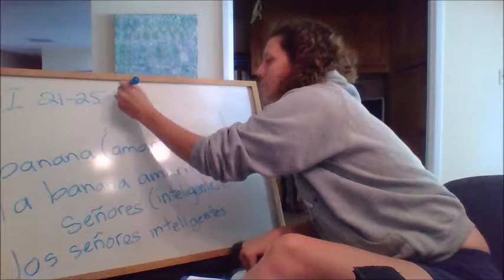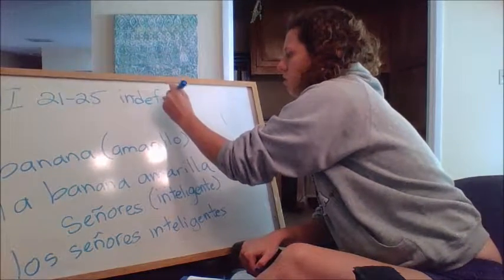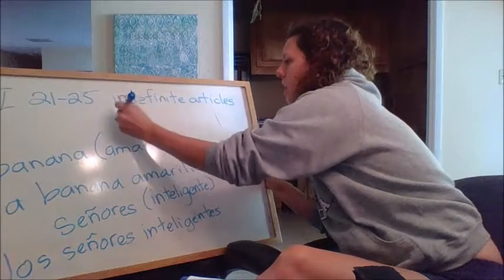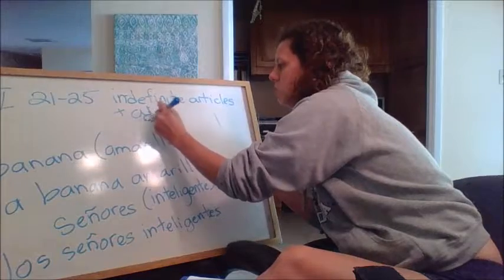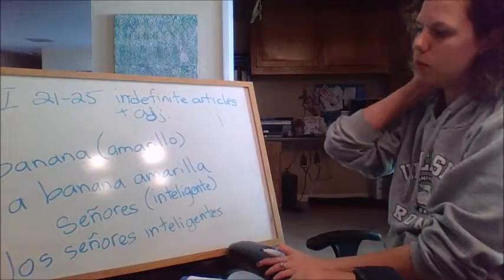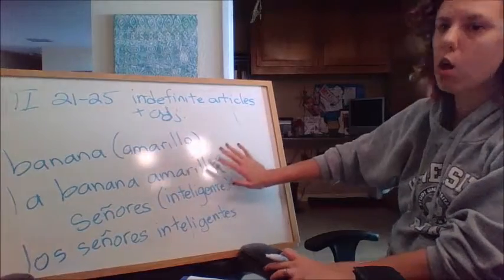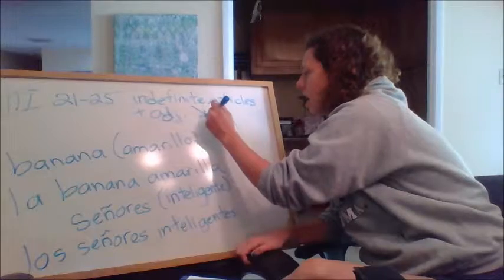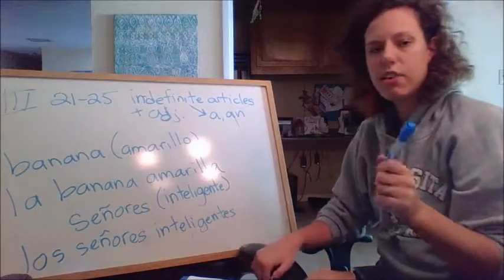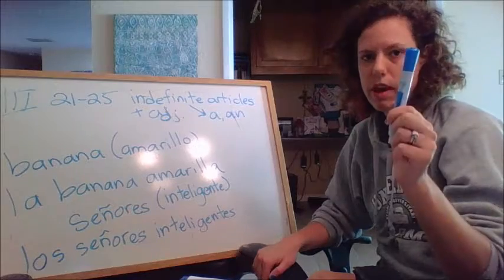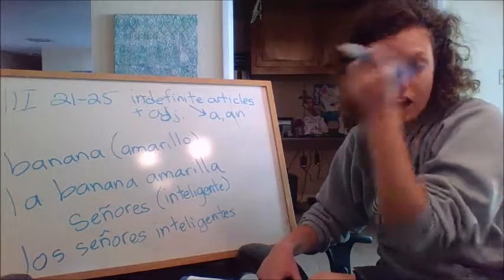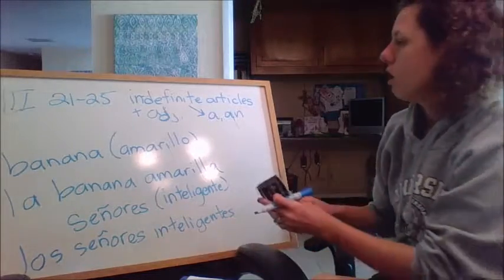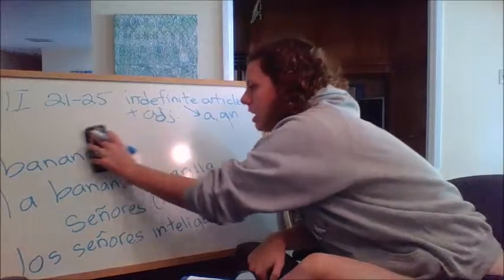It is indefinite articles and adjectives, ADJ. So it's the same kind of thing, only instead of definite articles, we're using indefinite articles. This is going to be a or an. Because with definite articles, it was like, I definitely want this pen. With an indefinite article, I just say, I need a pen. I don't care which one. It's indefinite. Okay?